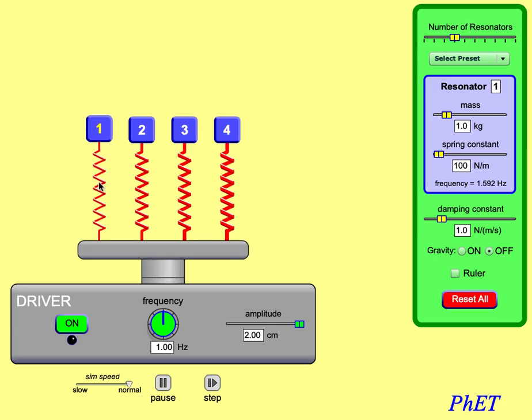So the first spring has a stiffness of 100 newtons per meter. The second one has a stiffness of 200 newtons per meter. The third has a spring constant of 300, and the fourth 400. And we're going to make this thing vibrate, and we're going to see how the vibration of this base here is transferred to each of these different objects.